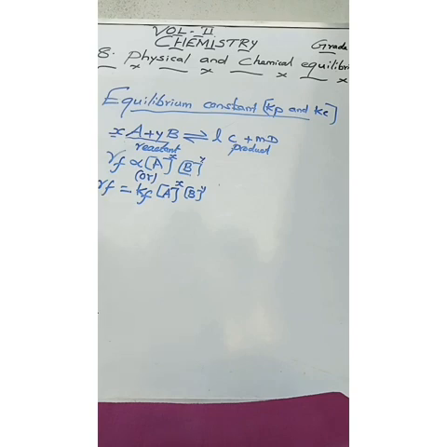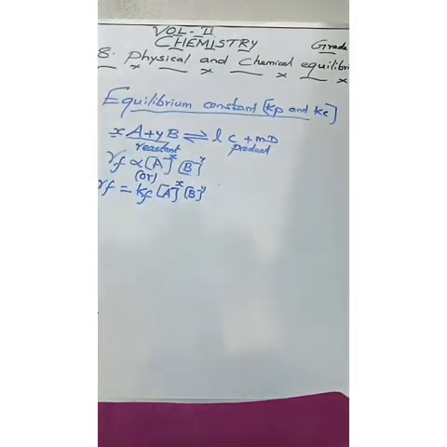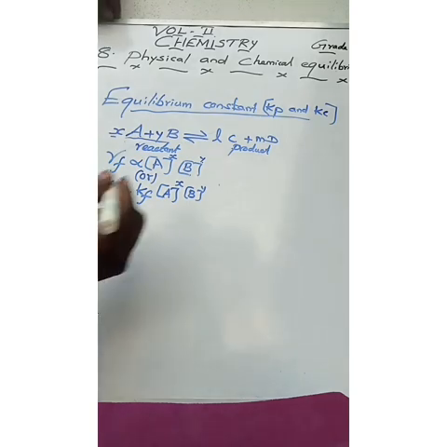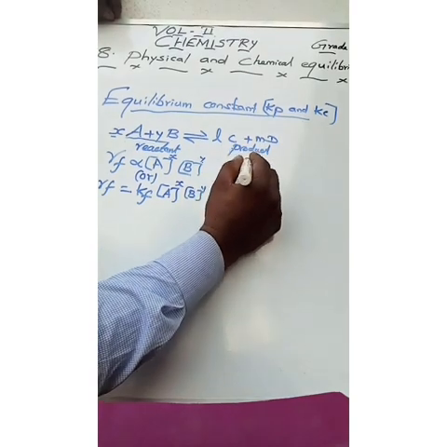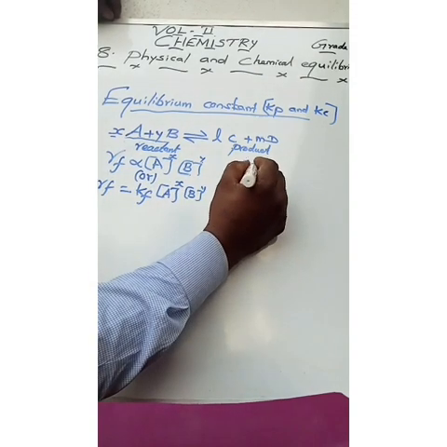x moles of A plus y moles of B gives L moles of C plus M moles of D. Here the rate of the forward reaction is over. What about the rate of the backward reaction? Similarly, we can write the rate of the backward reaction. Backward means Rb, the reverse reaction. Rb is directly proportional to the products.